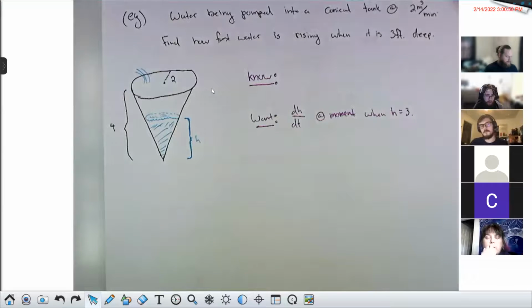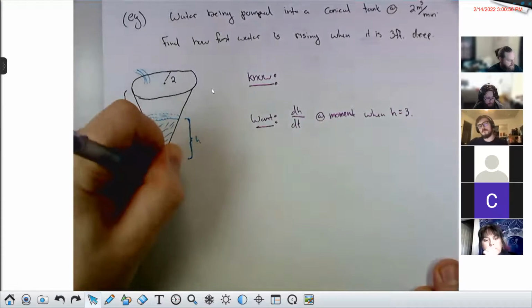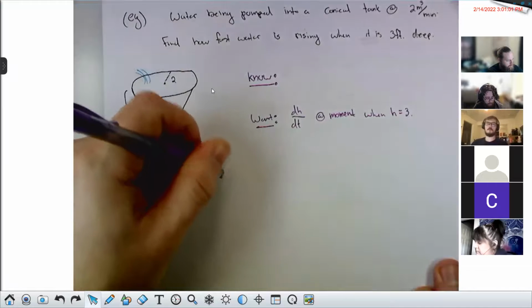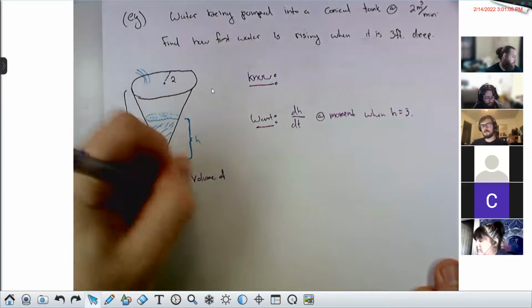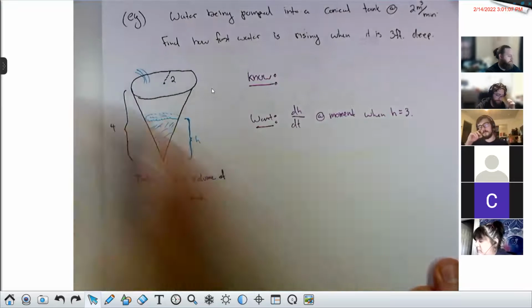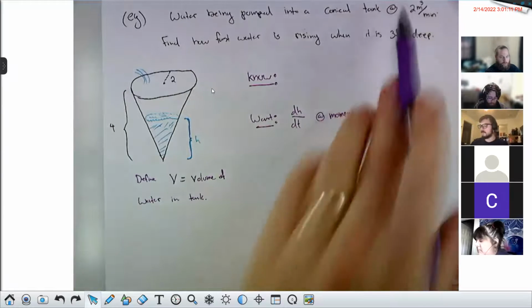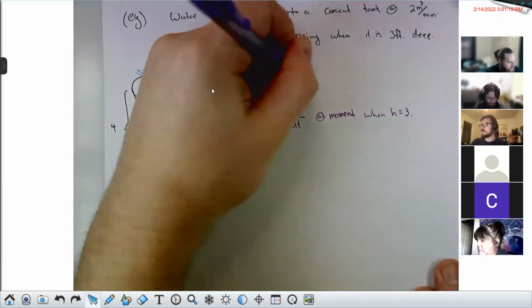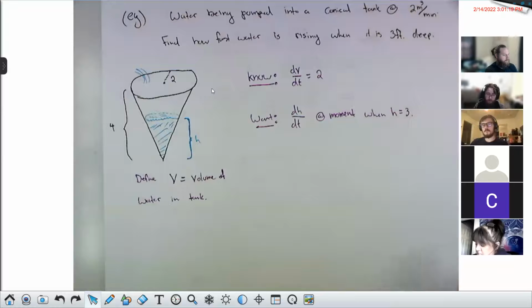So if I let V, I can choose or define V to be the volume of water in the tank. Then this bit of information they gave me here, the 2 cubic meters per minute, is dV/dt. dV/dt is 2.